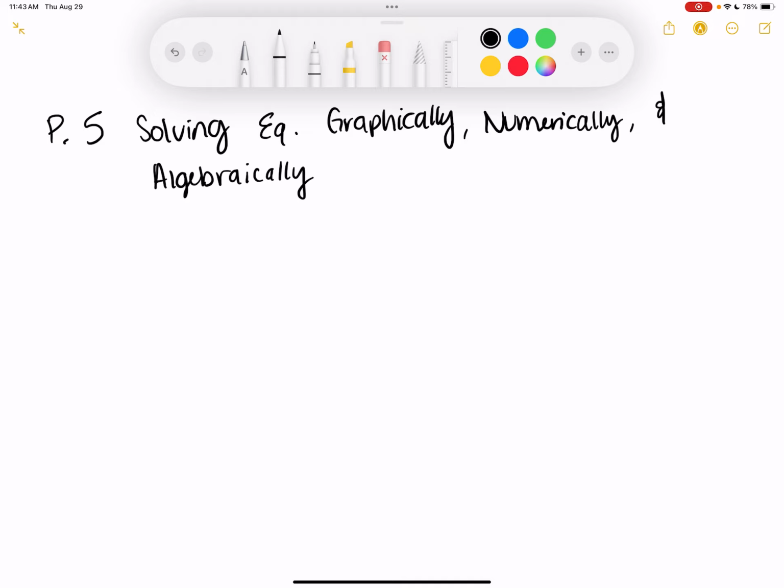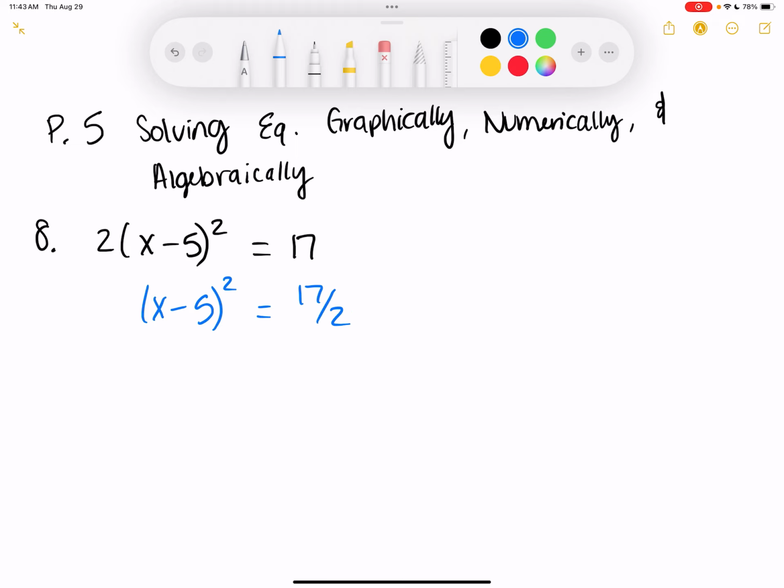All right, solve the equation by extracting square roots. So number 8, we have 2 times (x minus 5) squared equals 17. So when I do this, I'm obviously trying to get x by itself. So first thing I need to do is divide by 2. So I'm going to have (x minus 5) squared equals 17 over 2.